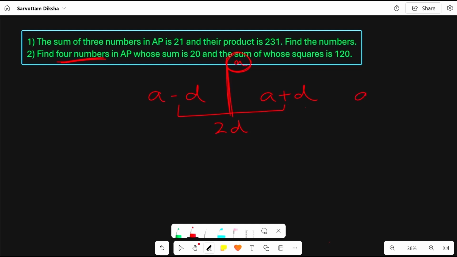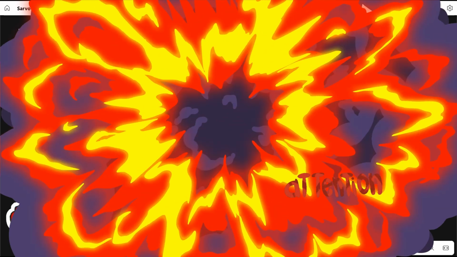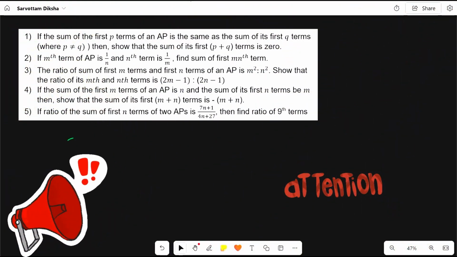To get the further terms, I will add 2d to a plus d, so I will get a plus 3d and a minus 3d. Now if I add it, this I am removing because I wrote this just to explain to you. This is 20, and if I solve I will get 4a is equal to 20 and a as 5. So further with the sum of squares as 120, I can build one more equation where again I have to deal with only one variable. Now these 5 equations are super important. So these 5 equations you practice like anything.